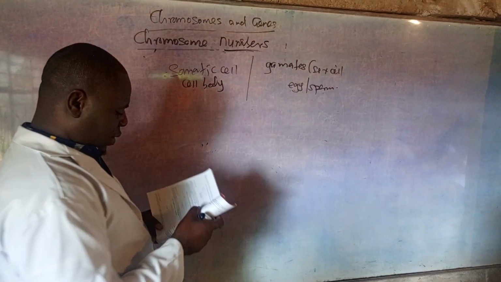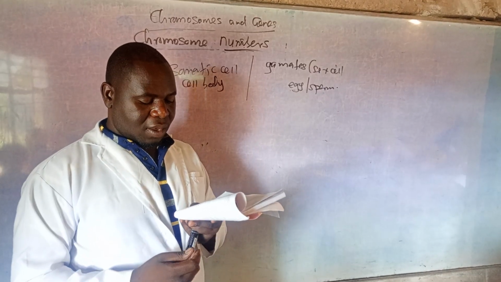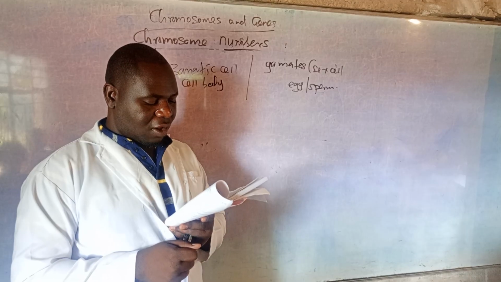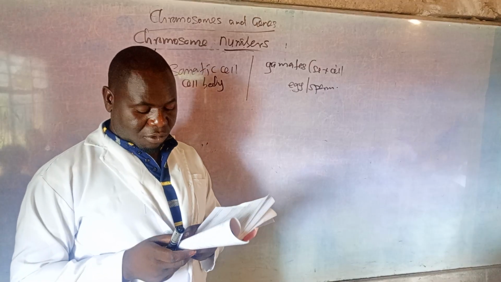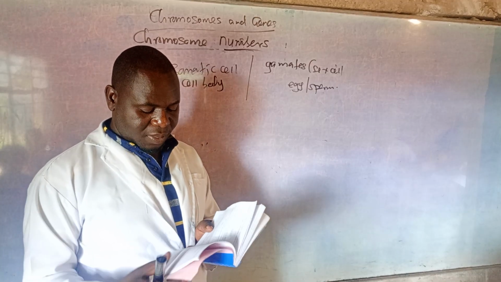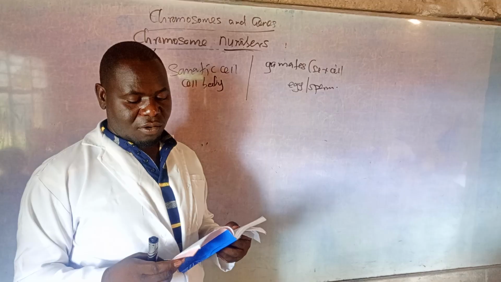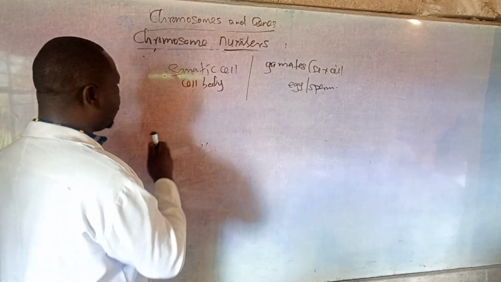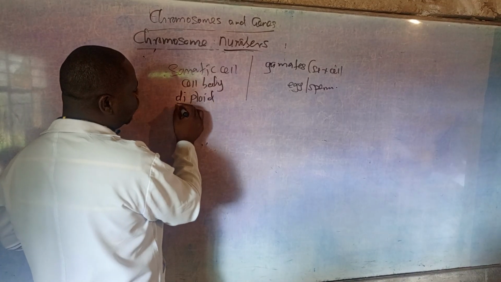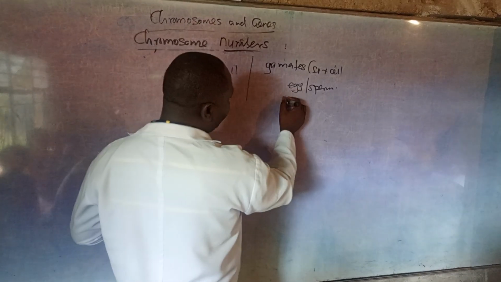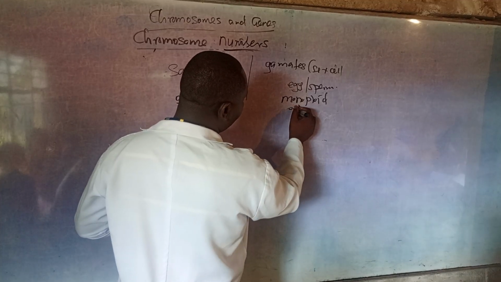So the number of chromosomes in the cell of each particular species is fixed. There are two kinds of cells: somatic cells, which are body cells, and the gamete, which is the sex cell. The number of chromosomes in each somatic cell is called diploid. Di means two. Then the gamete number is called monoploid. Mono means one.